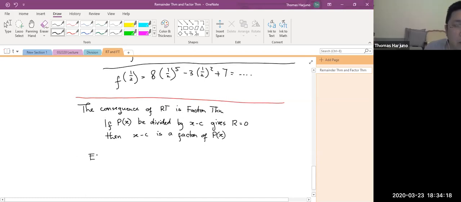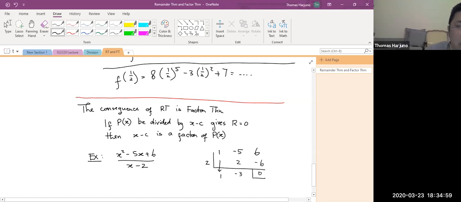Let's see a simple one. For example, suppose we have x squared minus 5x plus 6 divided by x minus 2. We know that the numerator is actually factorable, right? But suppose I don't realize that, and I say, let me use synthetic division. 1, negative 5, 6 divided by x minus 2. So what should I put here? Positive 2. Then when I perform the synthetic division, I get the remainder is 0. Once the remainder is 0, it means x minus 2 is a factor. That's according to the factor theorem.